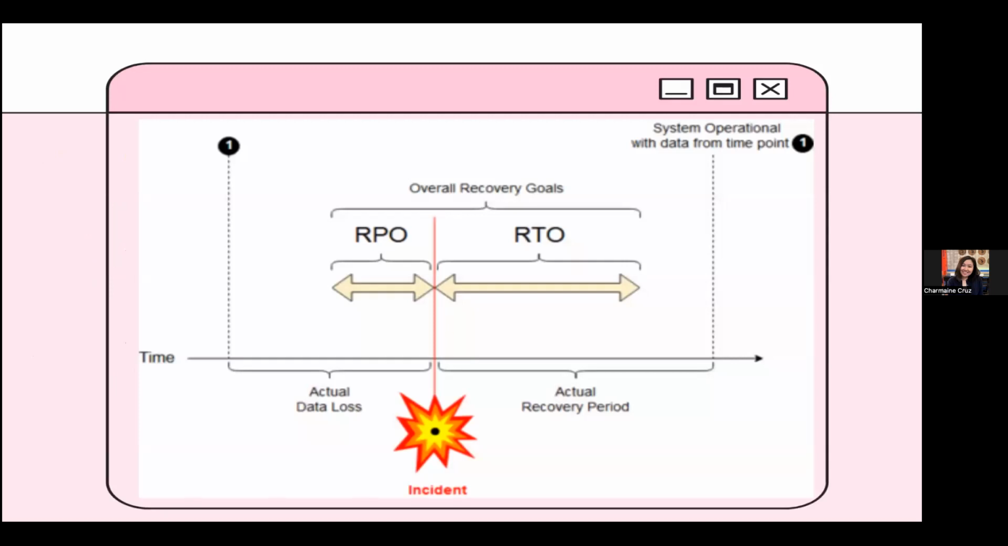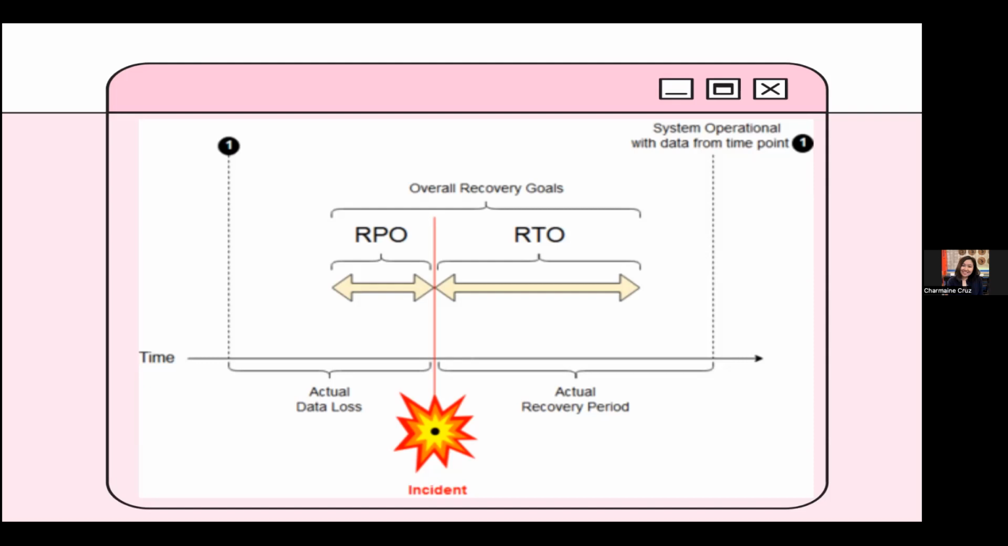Okay, so here for RPO and RTO. So yung diagram na to is showing the time that the actual incident occurred. So this is all of the actual data loss that we have with the details for RPO. And then after incidents, we have to recover the system. So recovery period for RTO would be here. Yung system operational natin with that data time point will be concerning siya since malaki yung kailangan natin i-backup na item.